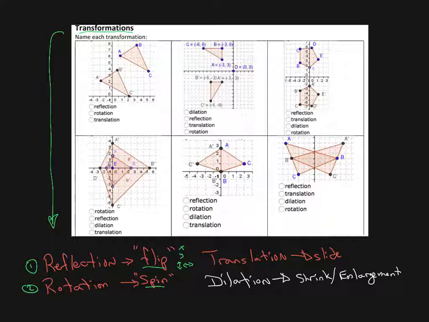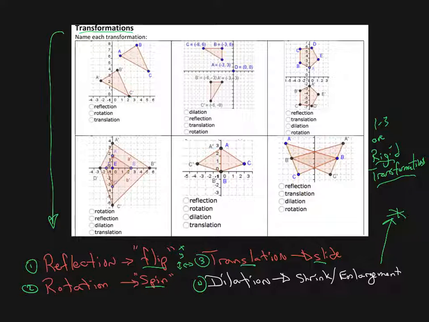Translation is going to change its location, but not its orientation. We're going to just slide it. So if it's right side up, it's still going to be right side up after we slide it. Now these 3 are known as rigid transformations. Rigid, doesn't change size, it stays rigid. A rigid transformation changes orientation, it might change location, it might be upside down, but it doesn't change size.